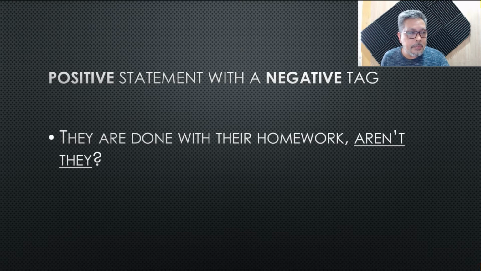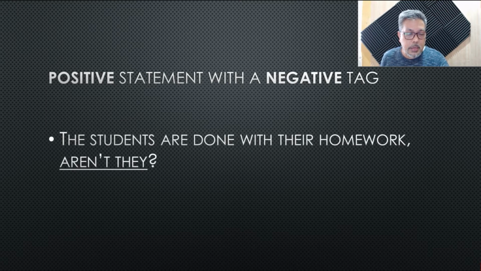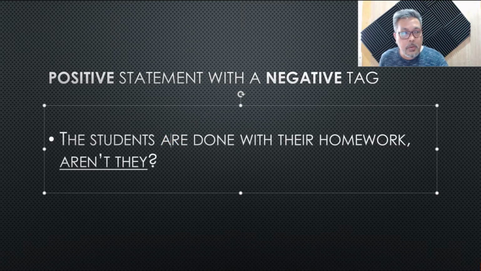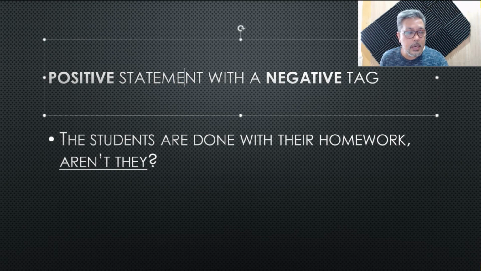That's easy enough. Now, what if your subject is not a pronoun? What if it's a noun like students? Well, same thing. The students are done with their homework. So again, look for the be verb, form the opposite or the negative of are, which is aren't, and you do not repeat students, replace students with the appropriate pronoun, which is, of course, they. So you have aren't they. So your sentence is, the students are done with their homework, aren't they? Okay, so that's a positive statement with a negative tag.